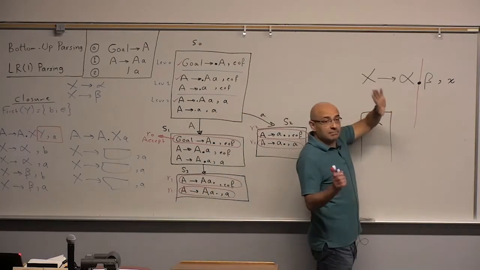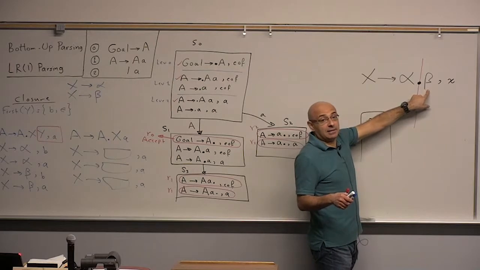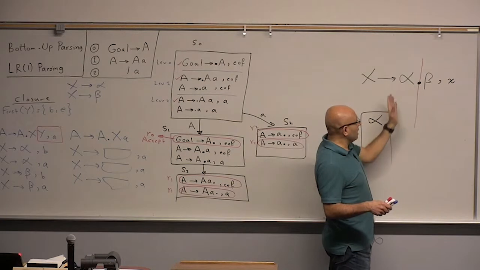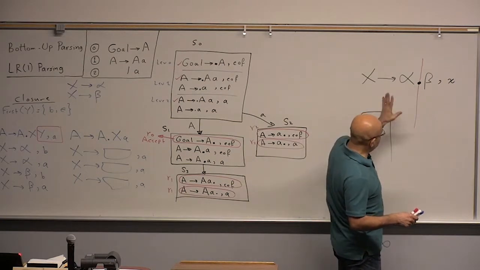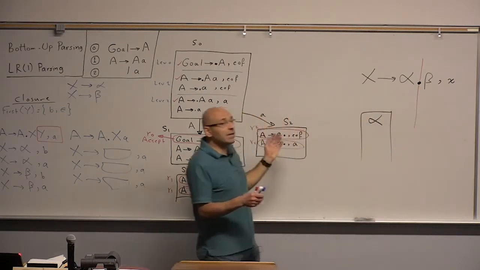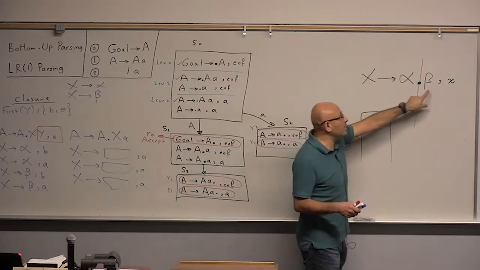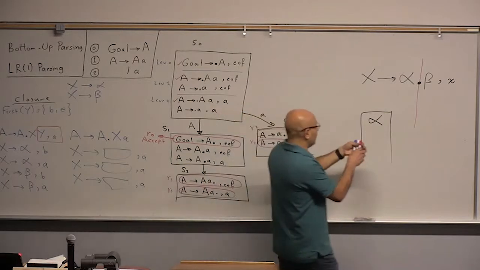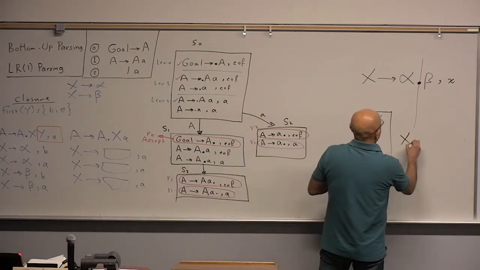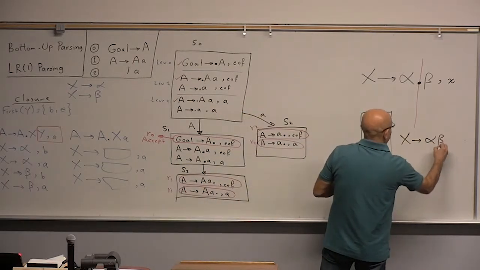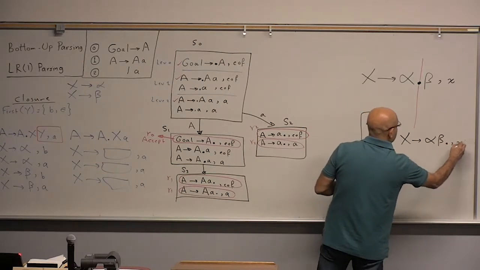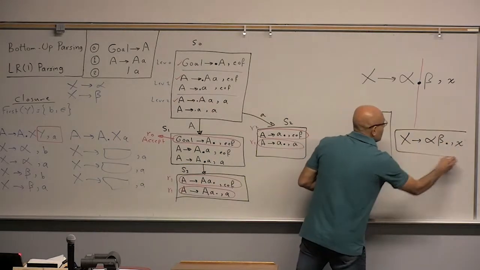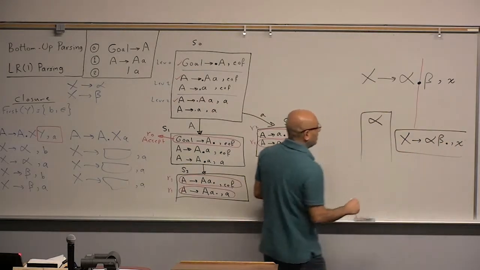Beta is something that we expect. This is what we expect. If what we read next ends up being a beta, if we recognize a beta, then we are ready to make a reduction. So if in the next state we get x alpha beta placeholder x, this means that now we have recognized both an alpha and a beta.